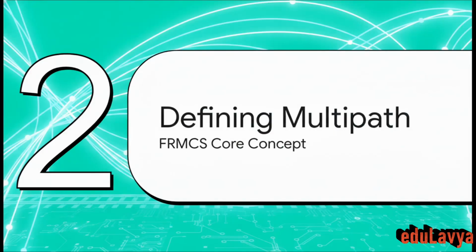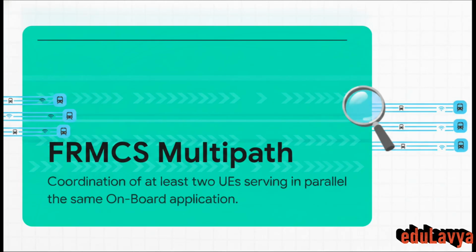Which brings us right to Section 2, defining FRMCS multipath. This is the technological solution engineered specifically to meet those massive demands. Let's break down this definition, because the wording really matters here. FRMCS Multipath is the coordination of at least two user equipments, or UEs, serving in parallel the same onboard application. I really want to emphasize that word, parallel.